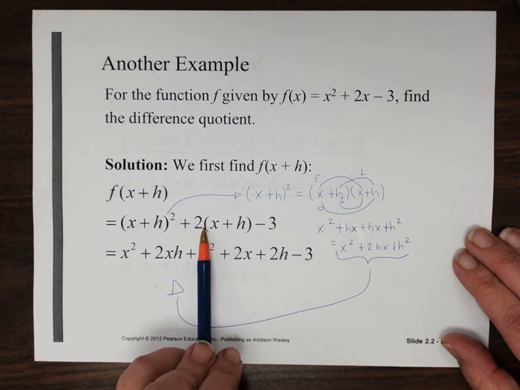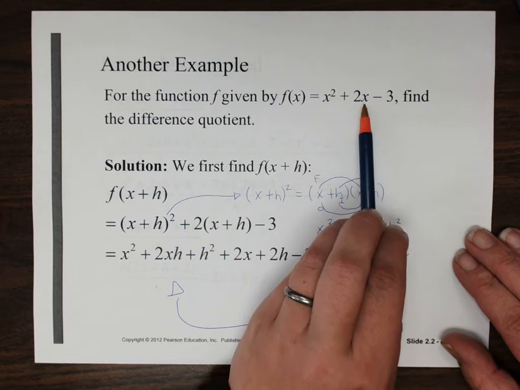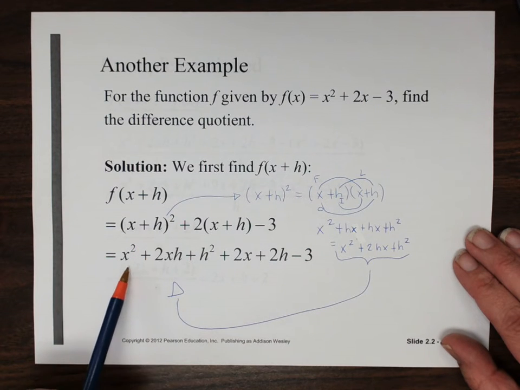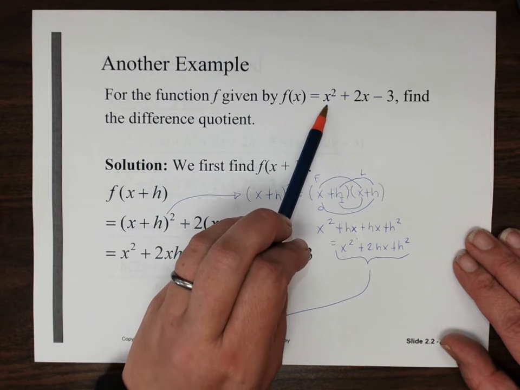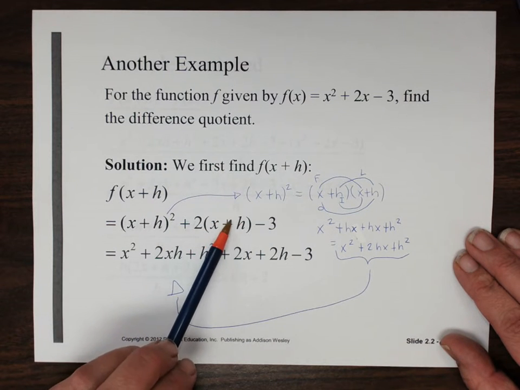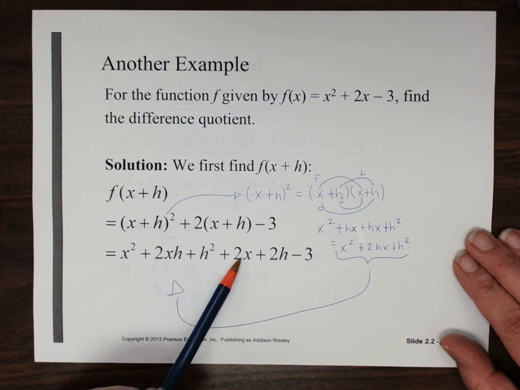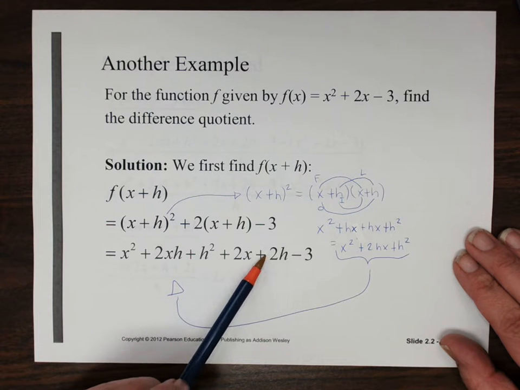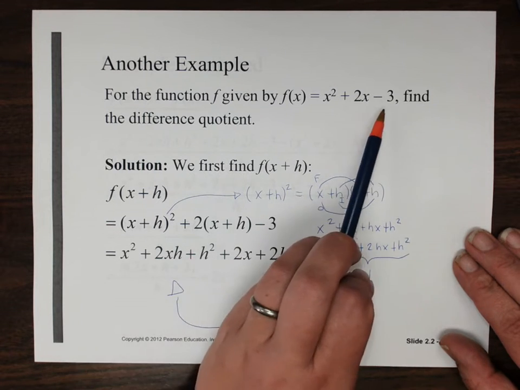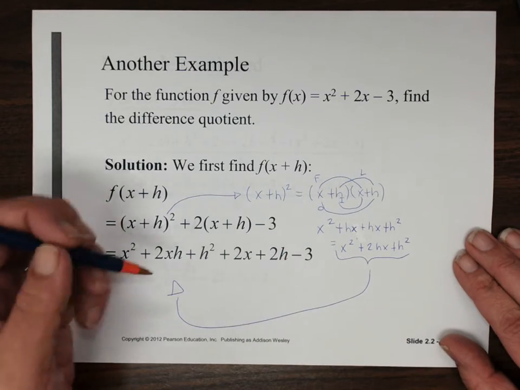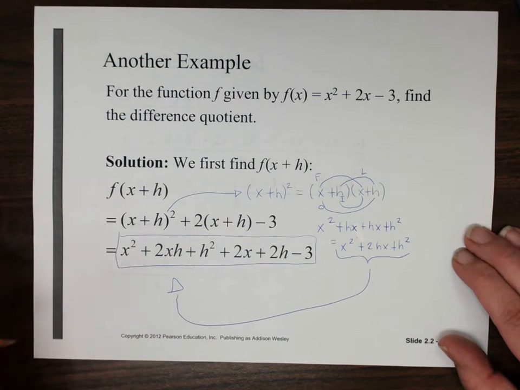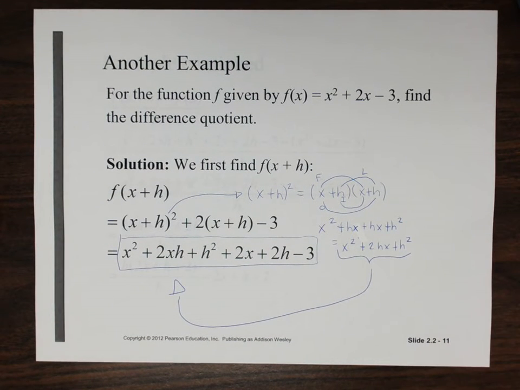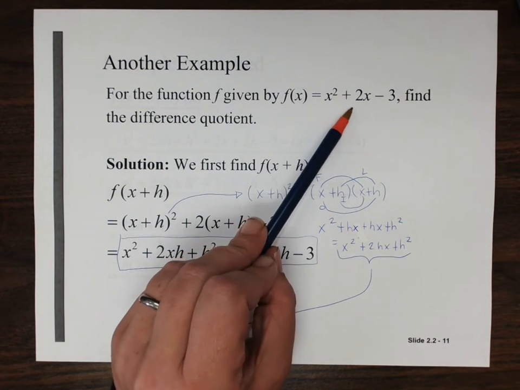Then, when we plug into 2x, we still have to do that, right? This was just for this first x squared term that we had in our function, this one here. Now we need to plug in 2 times x plus h, right? That gives me this 2x and this 2h, and then we can't forget our constant, right? So this entire expression right here, that is what we get when we plug x plus h into our quadratic.